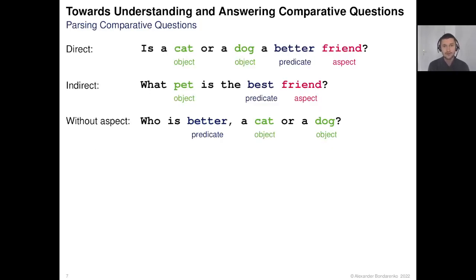So here our data set contains different kinds of comparative questions. One of them are direct, when the comparison objects like cat and dog are explicitly mentioned in questions. Indirect comparative questions, where rather a group of possible comparison objects is mentioned, like what pet is the best friend. Some questions have comparison aspects and the others not.